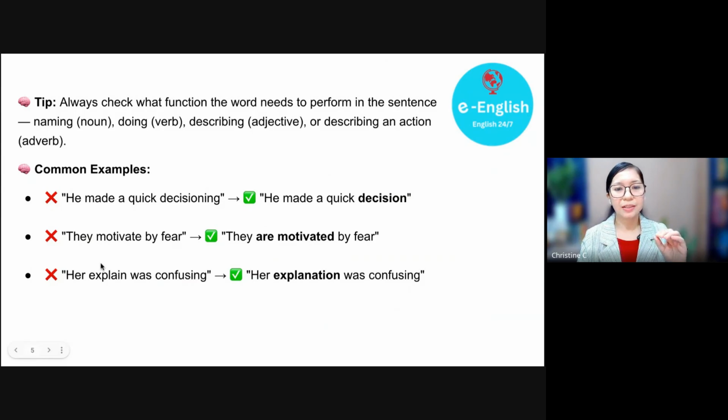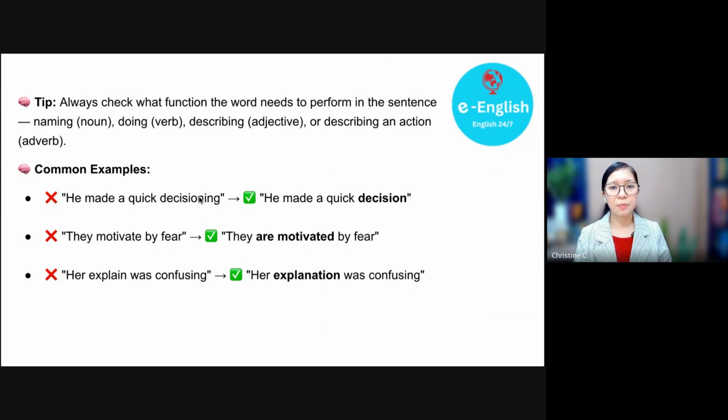We need a word for what was confusing. So you're looking for a naming word. Her explanation was confusing. We need a noun. We need a noun here in this sentence. Okay, perfect.